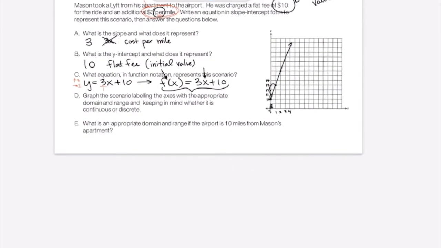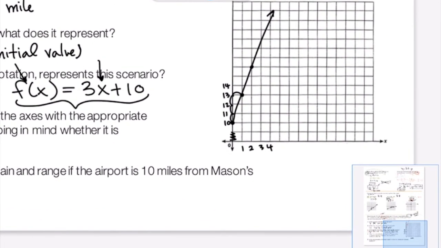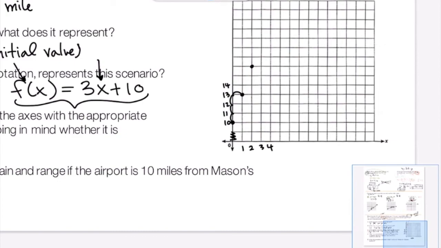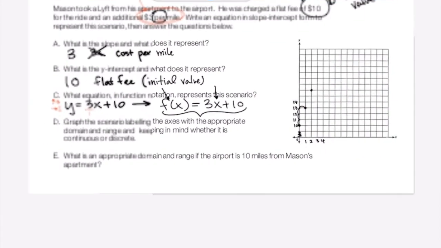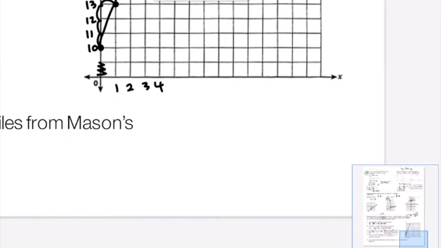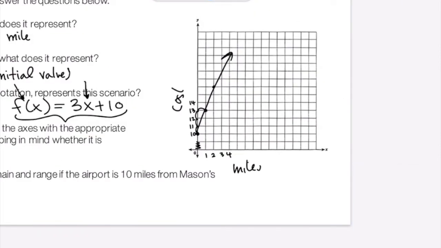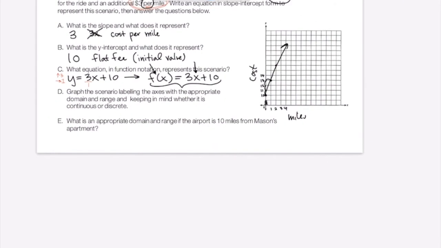Now let's talk about it a little bit more. Is it right that I connected the dots, or should those dots have been left disconnected? Well, if you think about it, if the airport is like 9.5 miles away, Mason's going to get charged for that mile. He's going to get charged for partial miles. So because of that, we're going to say that this scenario is continuous. Let me add my labels back to where it was. This is our cost. Okay, so I'm going to connect the dots. And now you can see we've got a little better view of the scenario.